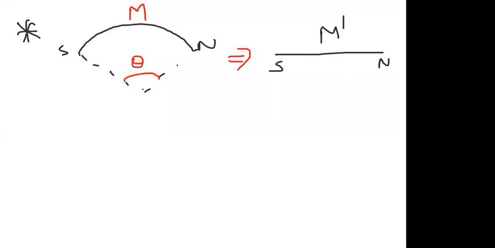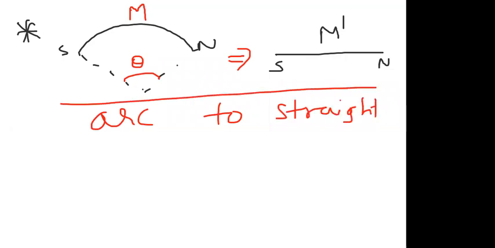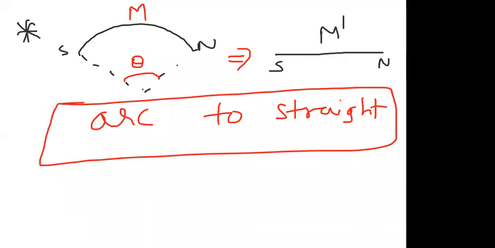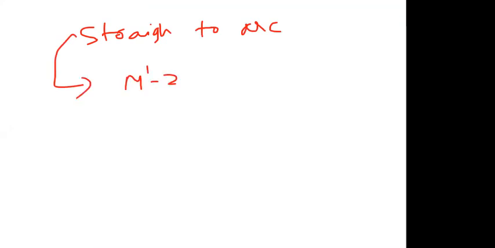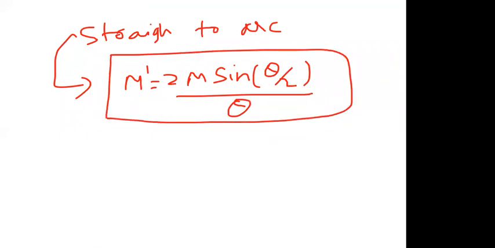Until now, what we discussed is straight to arc. Now, we are going to discuss arc to straight. So you need not worry. To derive this, how to do it? Nothing, very simple. For straight to arc, we already derived that M dash is equal to 2m into sine of theta by 2 by theta. This is the derivation we already got. So this is straight to arc.